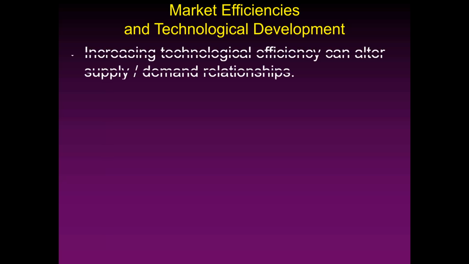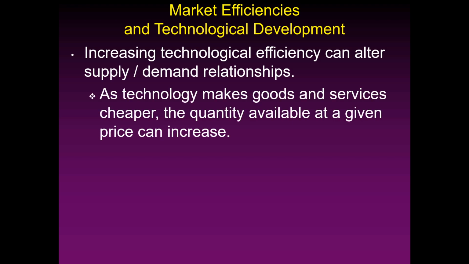So, market efficiencies and technological development. Increasing technological efficiency can alter supply and demand. We know this quite a bit. I mean, look at how certain vehicles or cars have progressed over time. As technology makes goods and services cheaper, the quantity available at a given price can increase. This is basically the entire economic model of a lot of cheap Chinese products, right? You produce these goods and services at a very, very low cost. You're able to make a lot of them, and you're able to sell them at a competitive price.